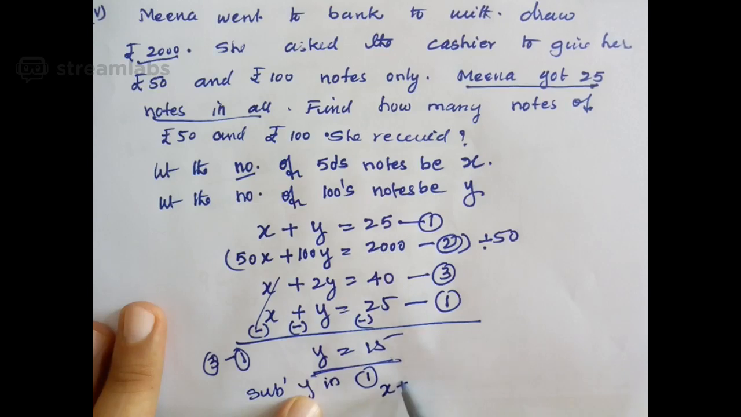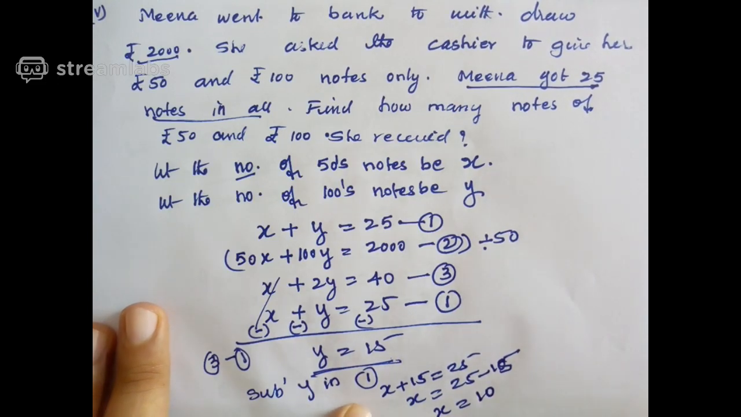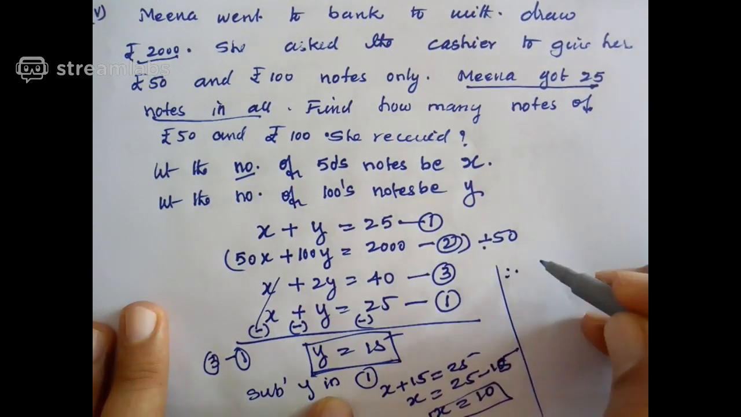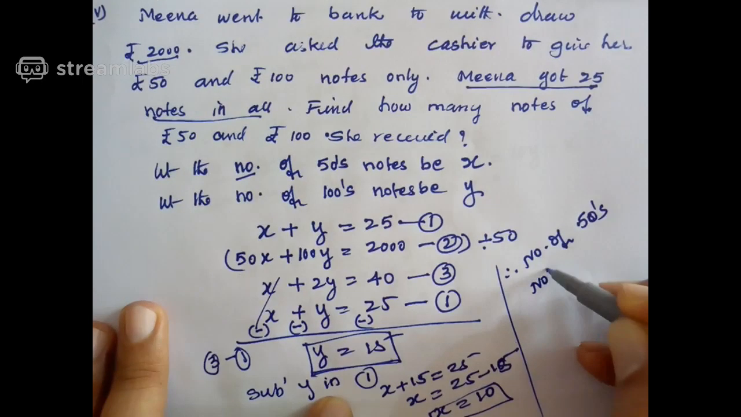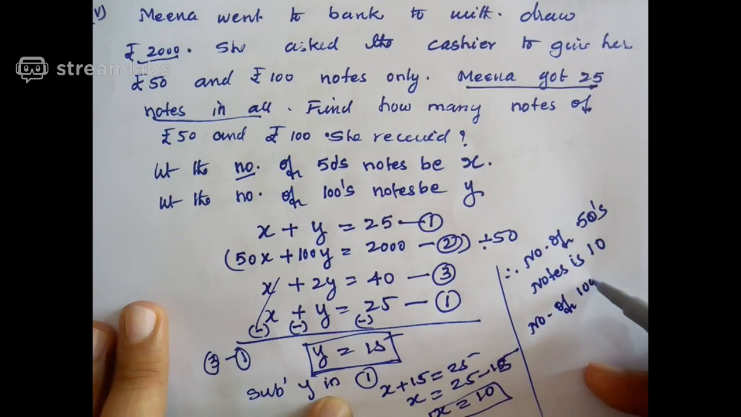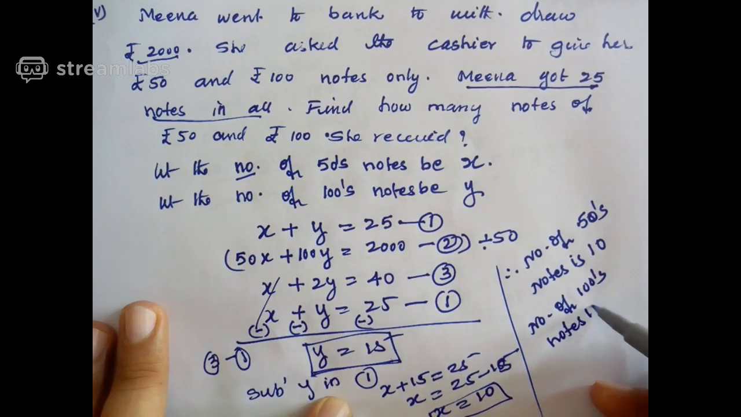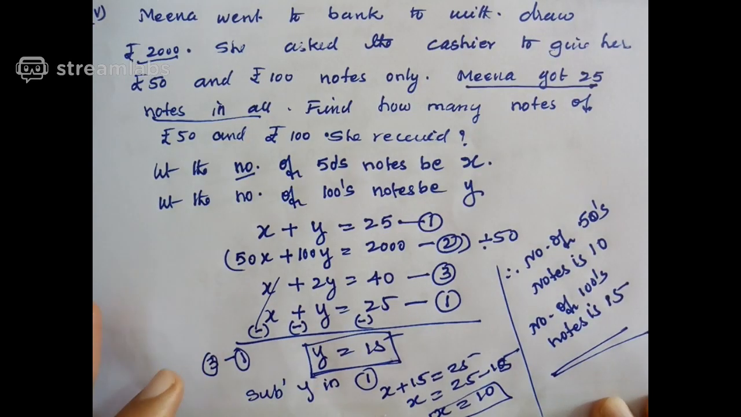That is x plus 15 is 25. x is 25 minus 15. So x is how much? 10, isn't it? 25 minus 15 is 10. We got x as 10 and y is 15. Therefore the number of 50s notes is 10 and number of hundreds notes is what? 15. y is 15. This is how we can solve it.